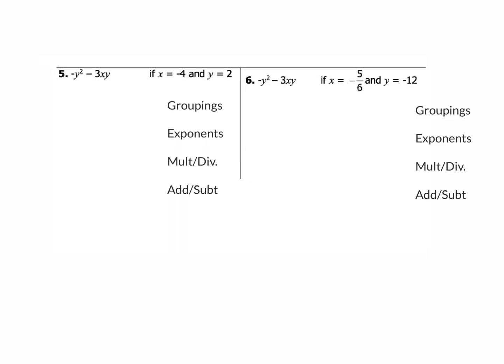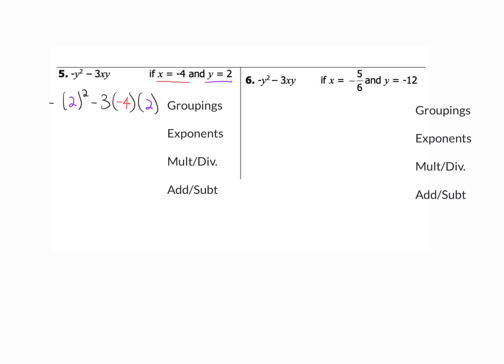All right, so here we have -y squared minus 3xy, where x equals -4 and y equals 2. So we're going to rewrite this. We have a negative, and we're going to have parentheses, squared, minus 3, and then 2 in parentheses. In this problem, x equals -4, so we'll have a -4 here. And then y equals 2, so we'll have a 2 here and a 2 here.